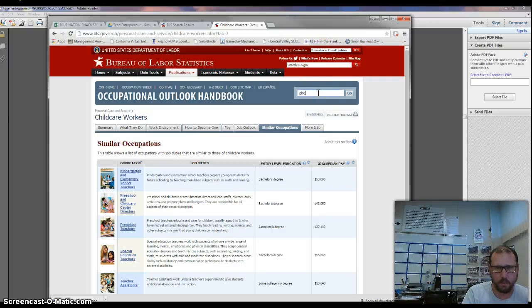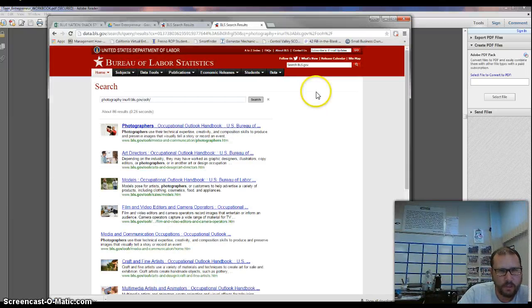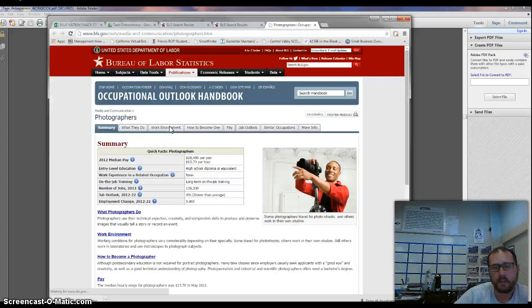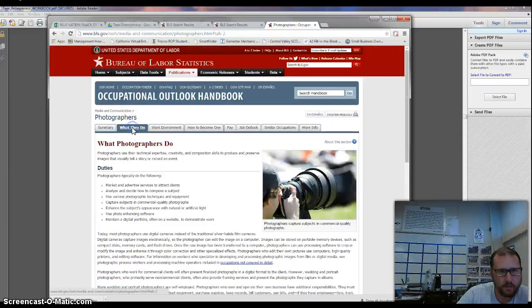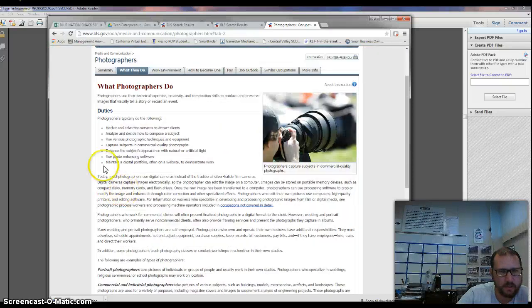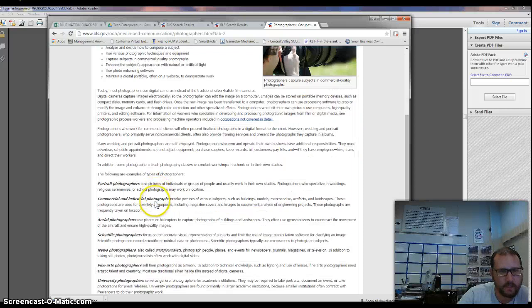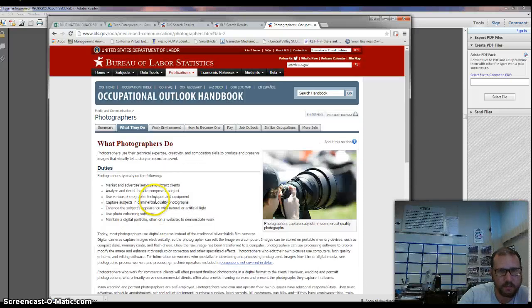So maybe photography, since there's a good portion of you guys who looked at that. So we'll click here to get the handbook on photographers. And we have a summary, kind of what's going on there. We could look at the what do they do section, and there's some duties right there that you can look through that's going to help you with your products and services section. Okay, nice little information there.